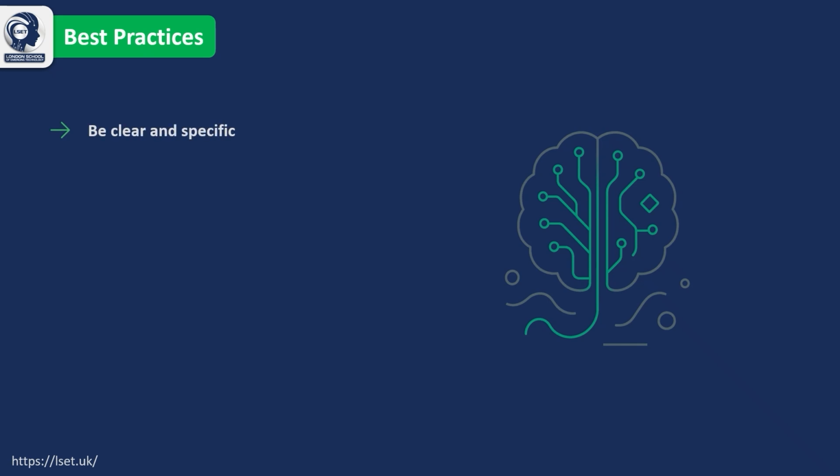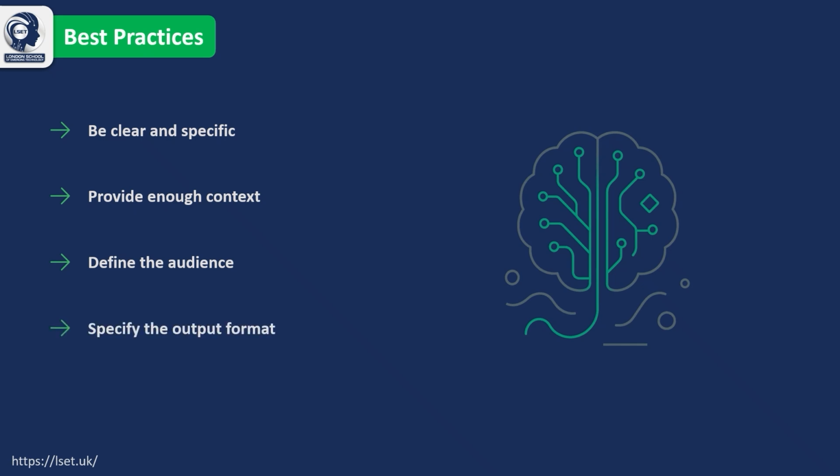Be clear and specific about what you want the AI to do. Provide enough context so the model understands the situation. Define your target audience, whether it's beginners, professionals, or technical users. Specify the desired output format, such as a list, table, summary, or step-by-step guide. Finally, avoid conflicting instructions, as they can confuse the model and reduce the quality of the response. Following these practices will help you create prompts that produce accurate, relevant, and consistent results.